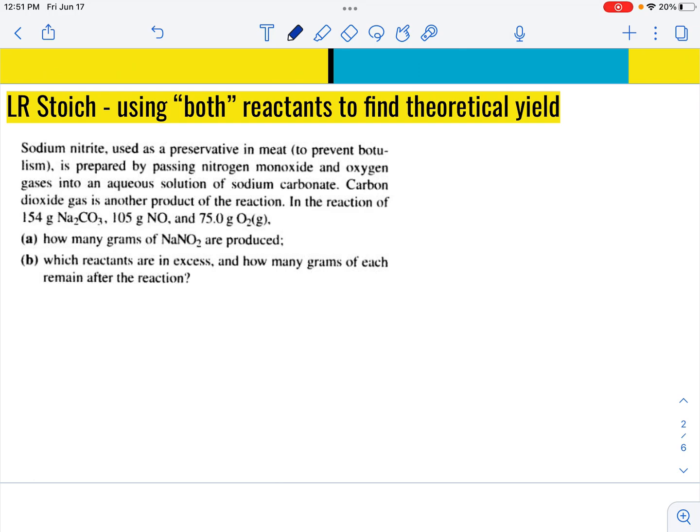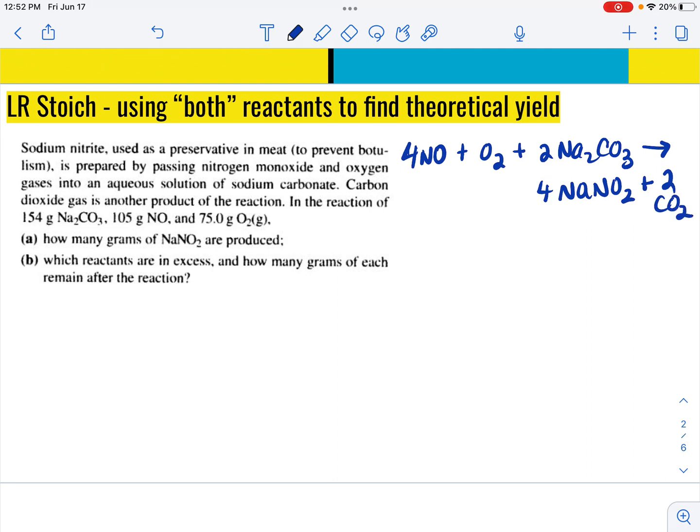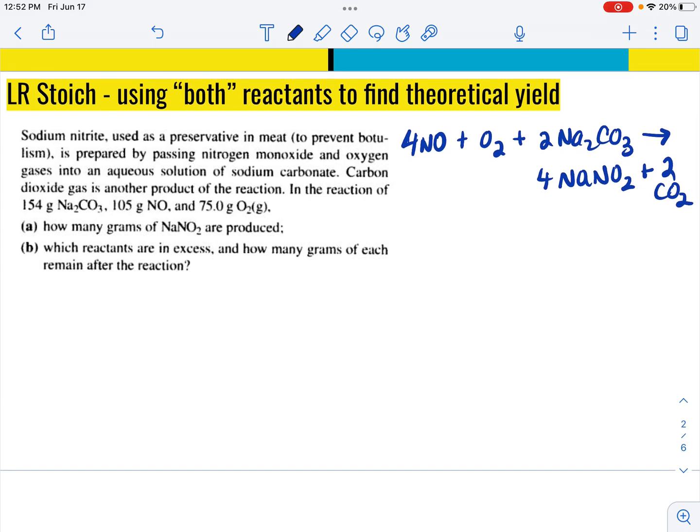So they did not give us the equation for this. They tell us that we're going to prepare sodium nitrite by reacting nitrogen monoxide and oxygen with sodium carbonate in solution, and that also we get carbon dioxide. So I wrote the equation, and it was a little bit difficult to balance, but I discovered that I have 4 NO and 1 O2 and 2 Na2CO3s reacting to form 4 NaNO2s, sodium nitrites, and 2 CO2s. So my equation will remain the same for all ways that I do this. And I actually don't really like it like that, but I'm going to leave it there.